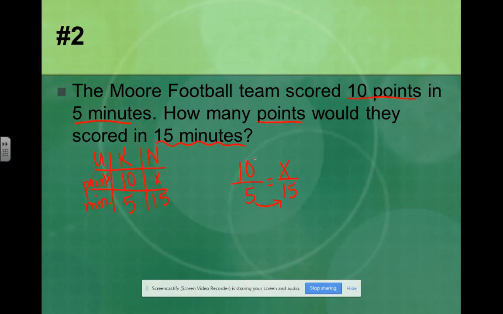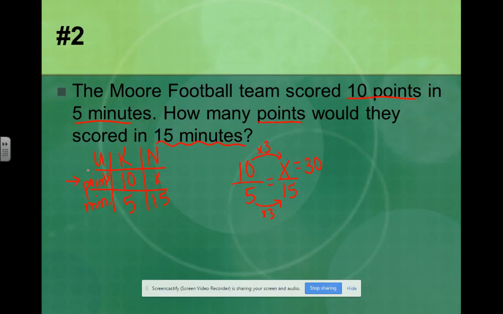I want to look and see what is the process? What are we doing from 5 to get to 15? And that's going to be times 3. So we're going to times 3 on the top. Whatever we do to the bottom, we have to do to the top because remember, this is just equivalent ratios. 10 times 3 is going to give me 30.